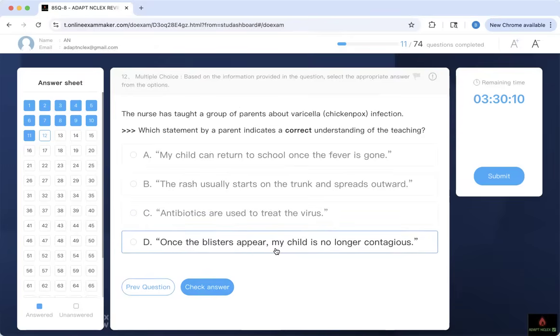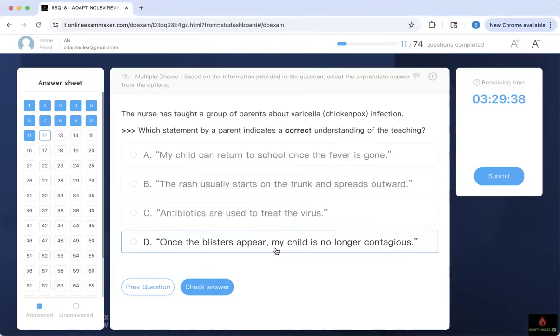Which statement by the parent indicates a correct understanding of the teaching? A nurse has taught a group of parents about varicella infection. My child can return to school once the fever is gone. Is that true if you have varicella? The rash usually starts on the trunk and spreads outward. Consistent with the disease? Antibiotics are used to treat the virus. Is that true? Once the blisters appear, my child is no longer contagious.